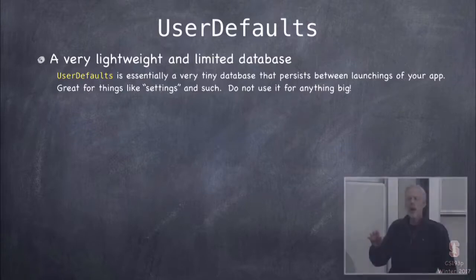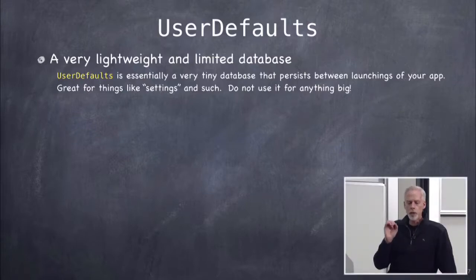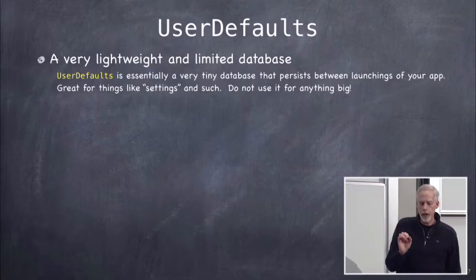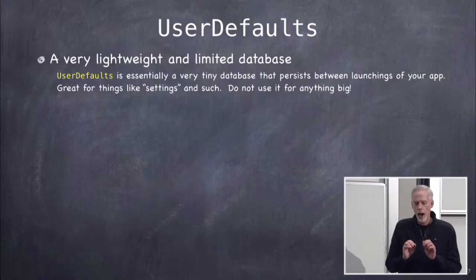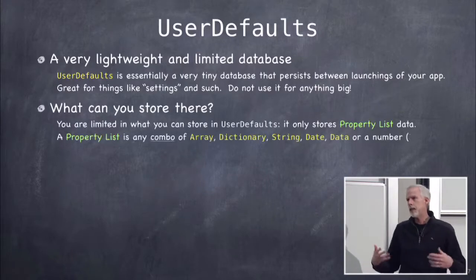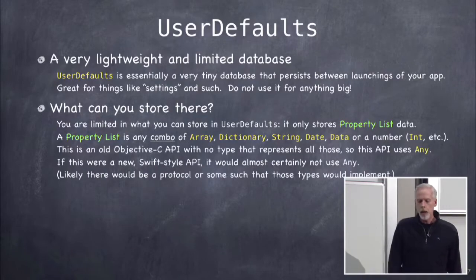The last thing I'm going to talk about is user defaults. User defaults is a very lightweight, limited database. It's a tiny little database that persists between launchings of your app. It's great for things like settings and stuff like that. Don't put anything big in there.